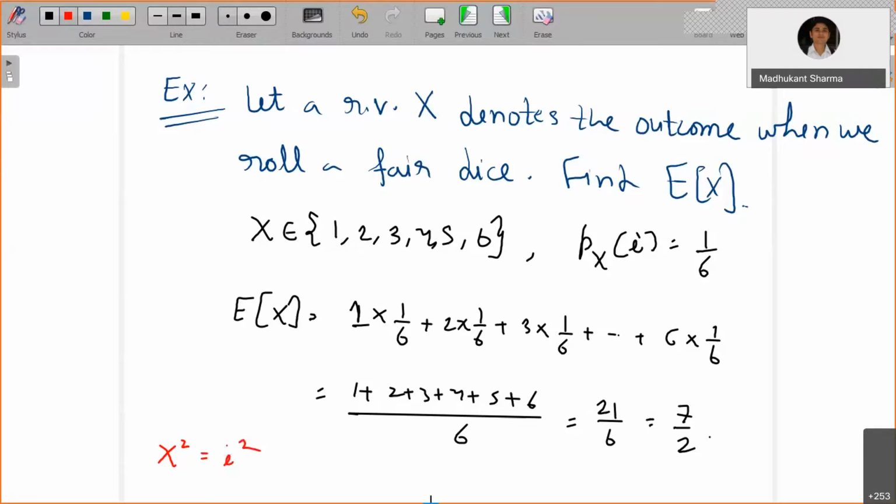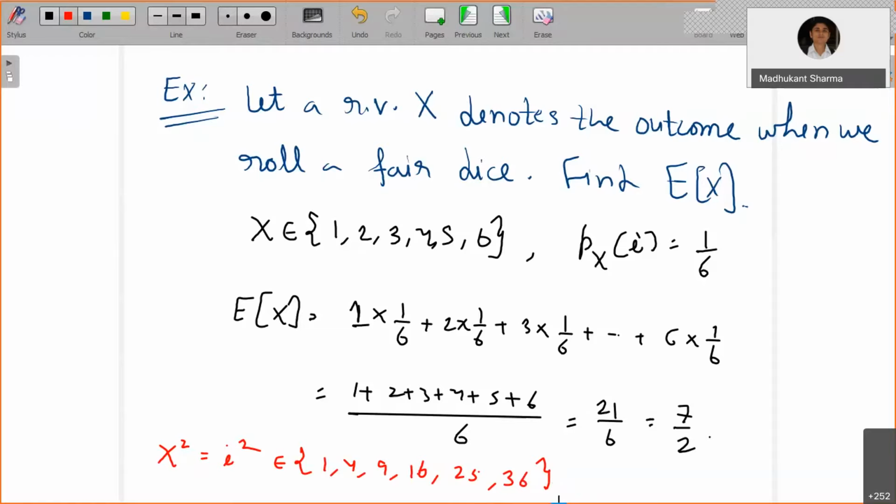So here it is i square. It will assume some values i square. So the set is 1, 4, 9, 16, 25, and 36. Similarly, x cube is going to be i cube. So that's going to be 1, 8, 27, 64, 125, and 216. And so on.